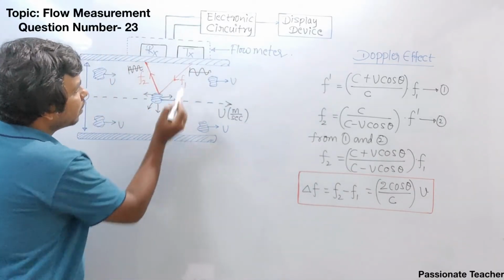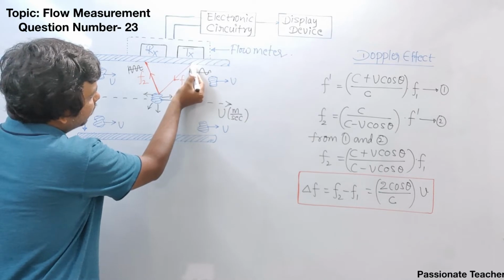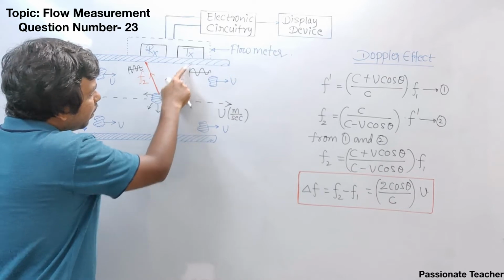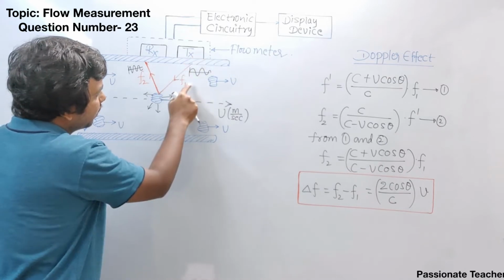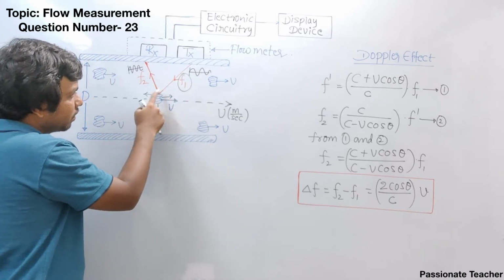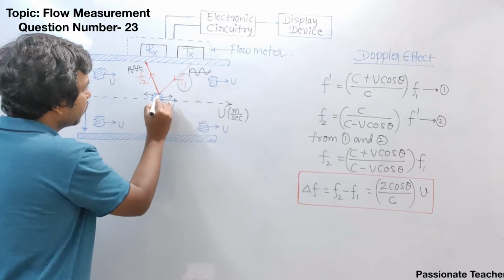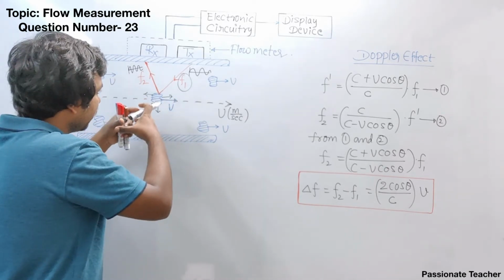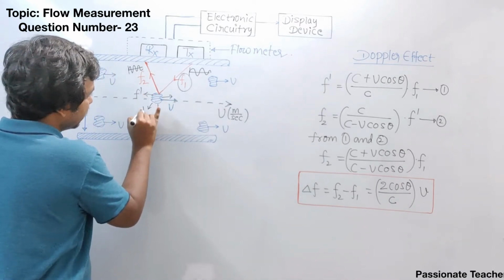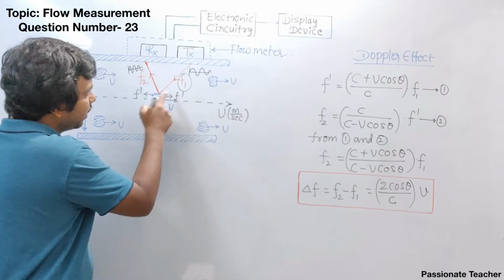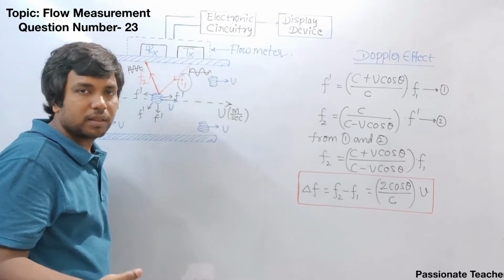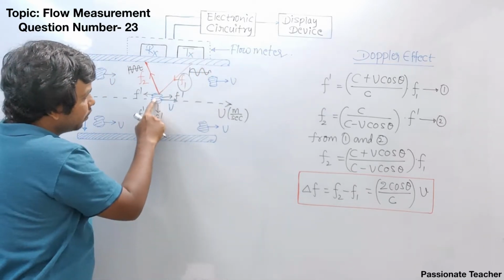Suppose in the first case, when the ultrasound signal is transmitted from the transmitter to the suspended particle, let me consider the frequency of the ultrasound wave coming from the transmitter as F1. When it hits this suspended particle, the suspended particle will scatter the wave in all directions with a different frequency. Let us say that is F dash. In this particular case, the source, which is generating the wave, is fixed, and the observer is moving.